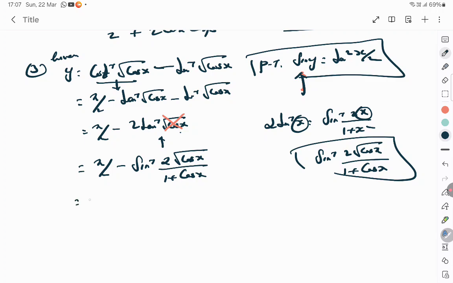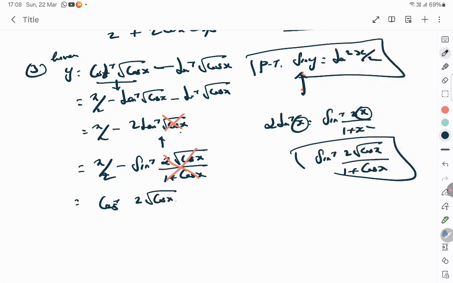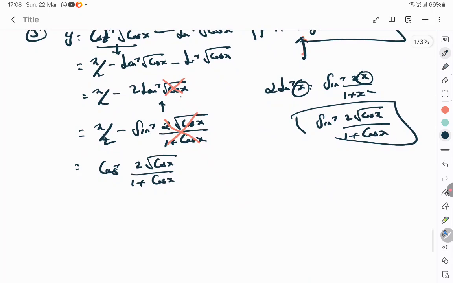Now this is like pi by 2 minus sine inverse, which will become cos inverse by identity. This is again like an x. Pi by 2 minus sine inverse of x is cos inverse of 2 root cos x by 1 plus cos x. So pi by 2 minus sine inverse has become cos inverse using the identity in inverse trigonometry, which is equal to y.